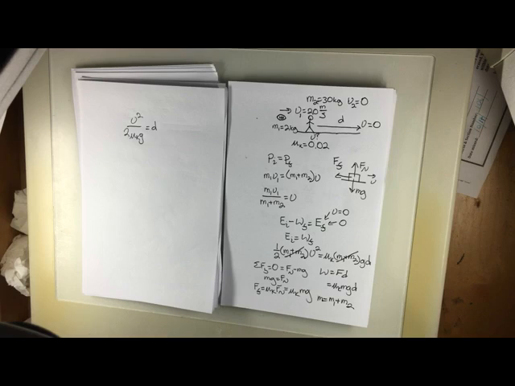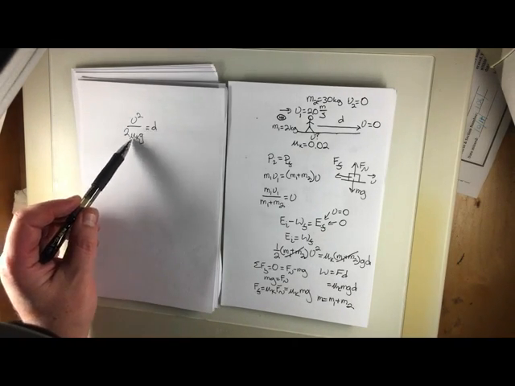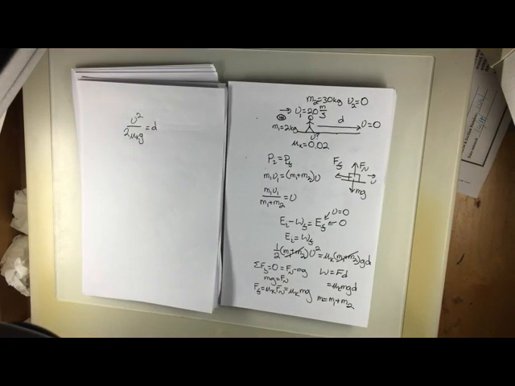Now all you have to do is plug and chug. The velocity comes from there. You know what gravity is. Mu sub k is given. You've got d. And that's number 2. Oh, we do have an elastic collision problem. That's nice. All right, so that's number 2.